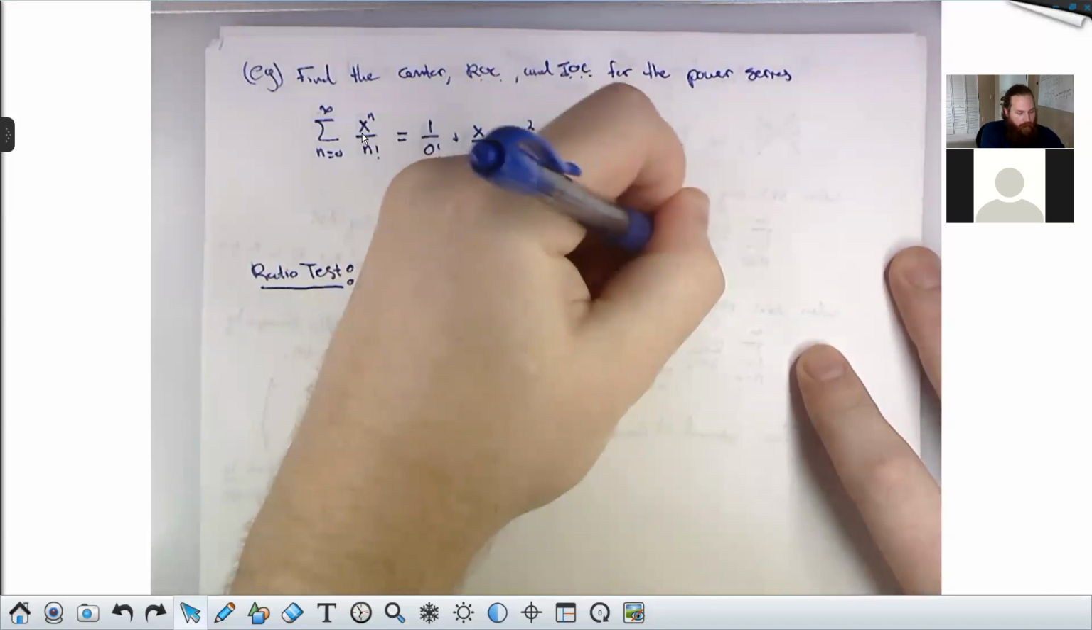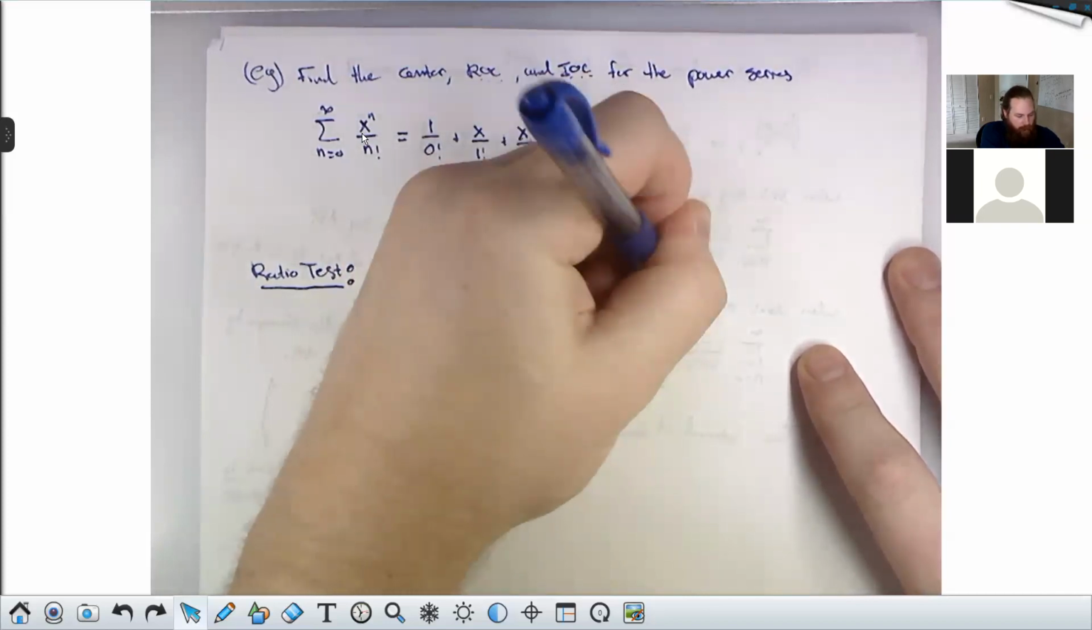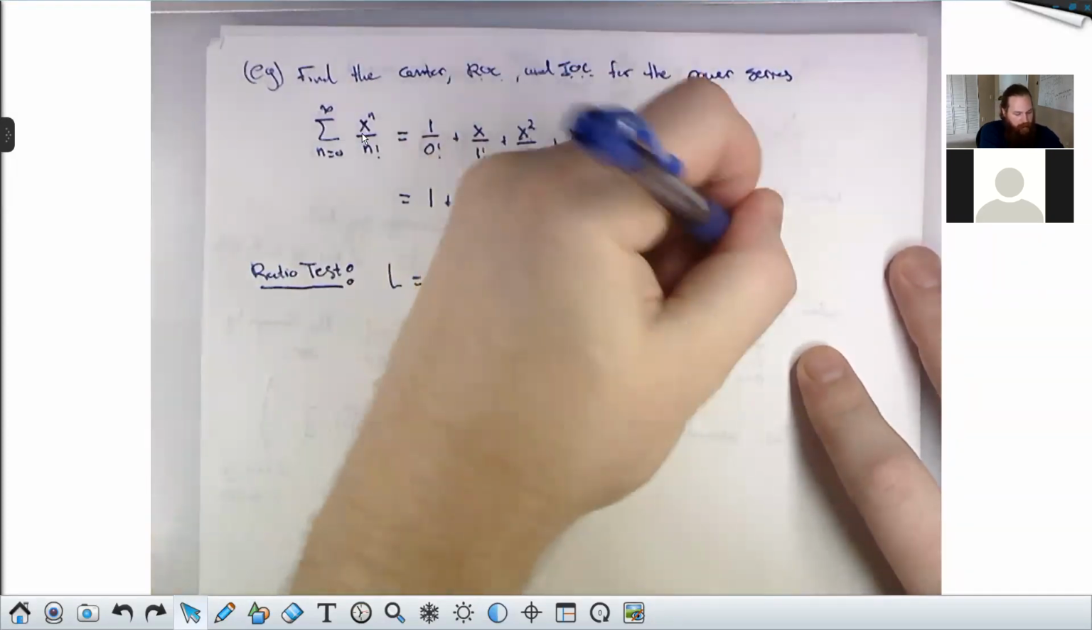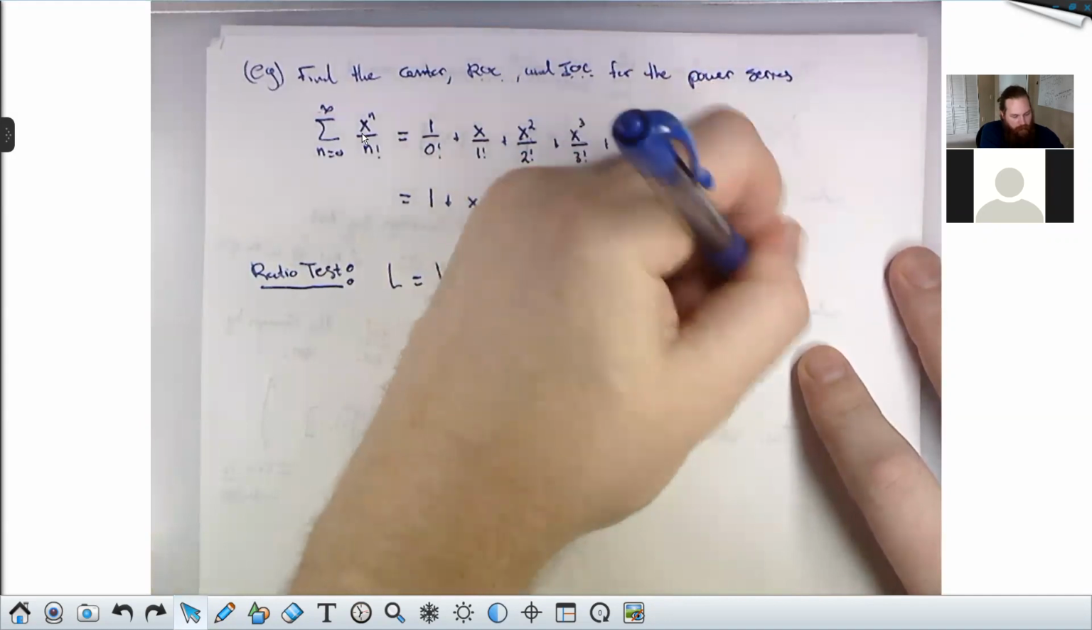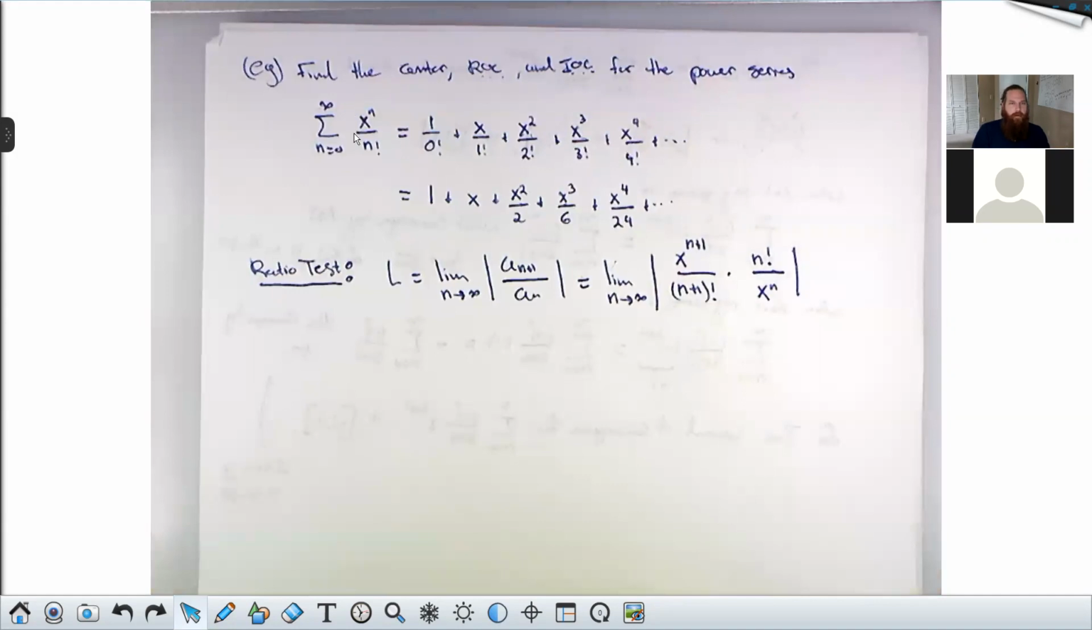a_{n+1} here is x to the n plus 1 over n plus 1 factorial. And the reciprocal of a_n is n factorial over x to the n. So I want to come back to what Lucas was saying. Because n factorial grows faster than x to the n, can I say that this series always converges? No. Because n factorial is greater than x to the n, I can say for sure that this thing always goes to 0 as n goes to infinity.